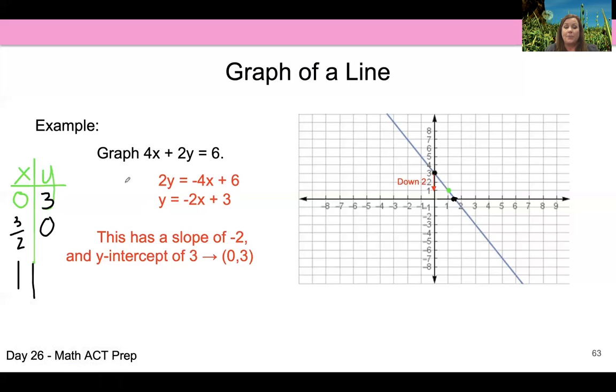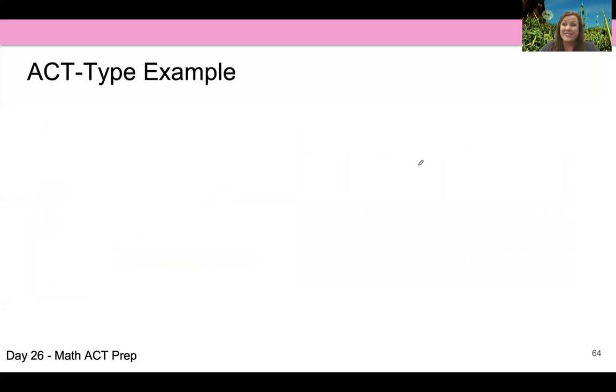So let's go here. If X is 1, that makes this 4 plus 2y equals 6. When I subtract 4 from both sides, I get 2y is equal to 2. Therefore, y is equal to 1. And there's (1, 1). You can see that point right here, and I can draw my line through. Sometimes it's good to do a third point just as a double check, but it's not necessarily a have-to situation.